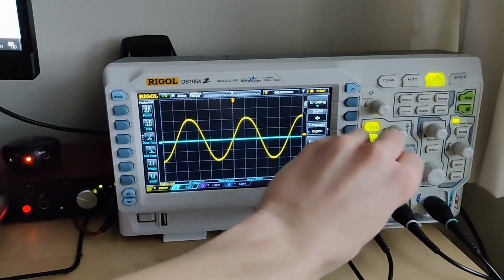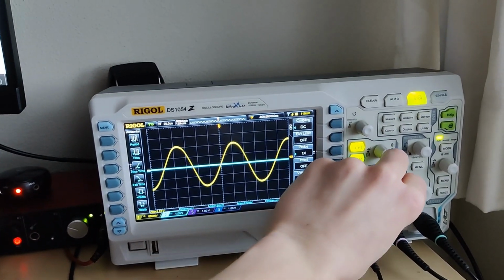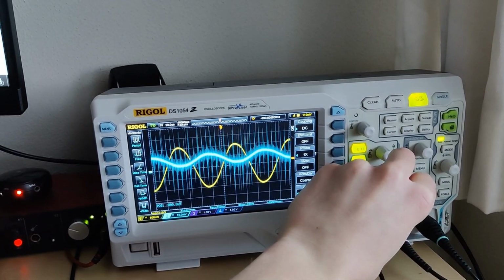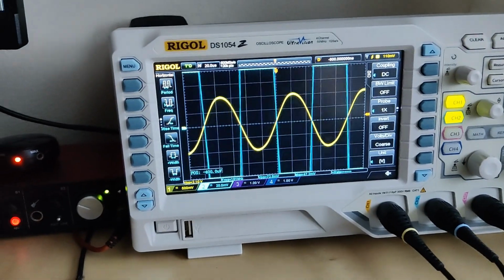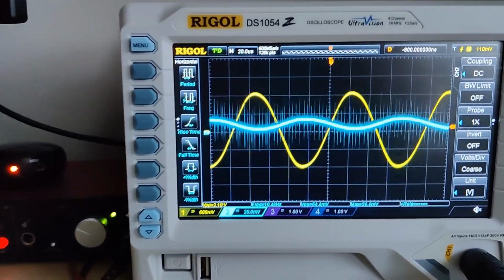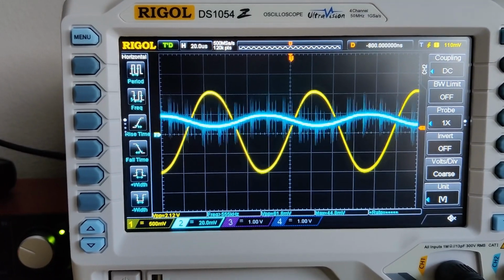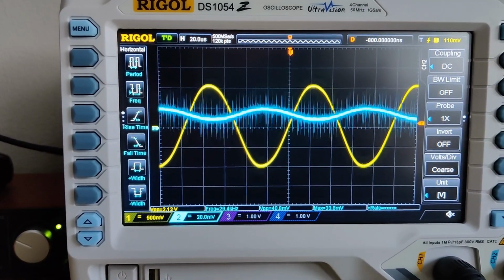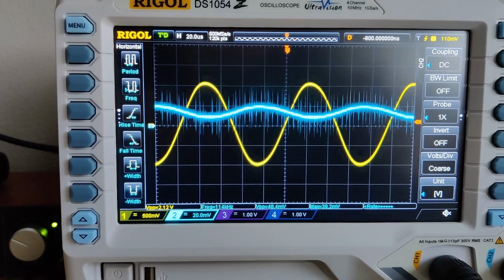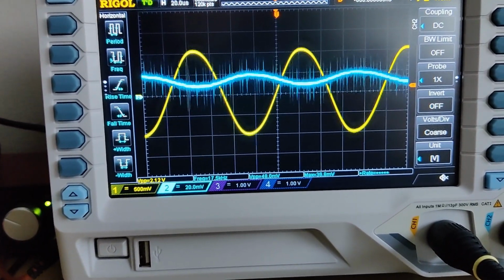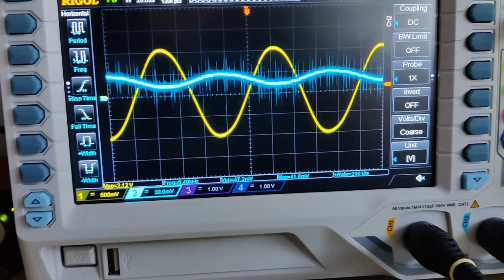Okay, so that's adjusted. Select channel 2. And lowering the voltage gives us a peak-to-peak voltage of around 50 millivolts with a DC offset of around 30-40 millivolts, while still remaining the same frequency, with a lot of noise, that is.